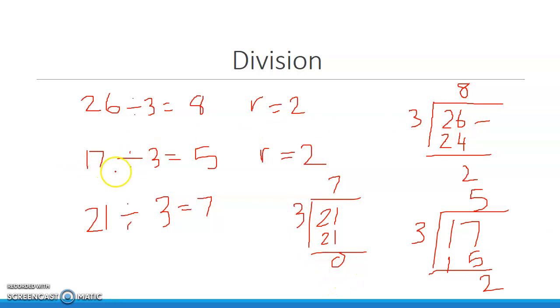If it is not a multiple, we get a remainder. So this is about division with remainder and without remainder.